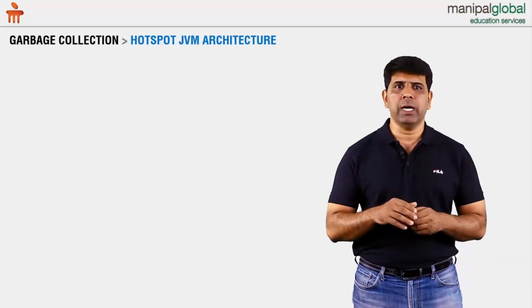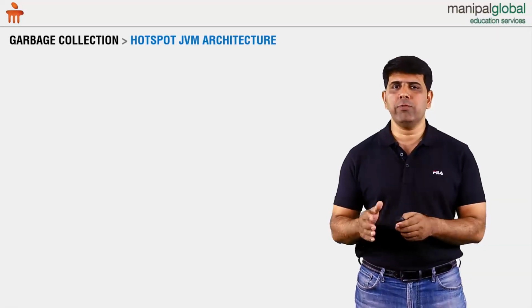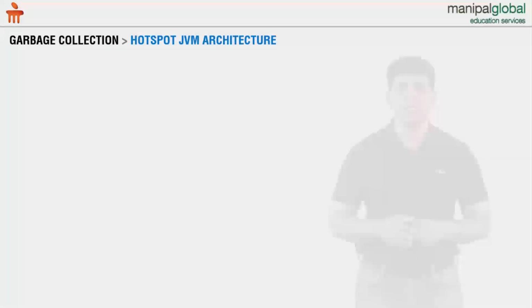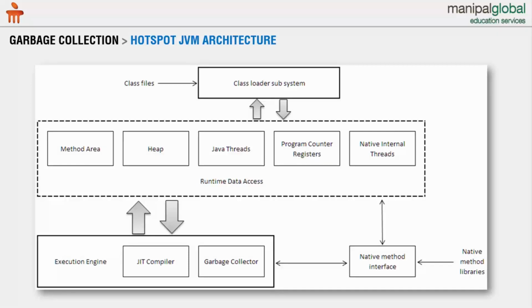So let's begin by understanding the HotSpot JVM's architecture. As you can see, in the runtime data area, there is the heap and there is the method area, where there is a function call stack and there are local variables and all that. Then there is a garbage collector in the execution engine. There is a just-in-time compiler that compiles the code on the fly. Primarily we are focused on the heap and the garbage collector.